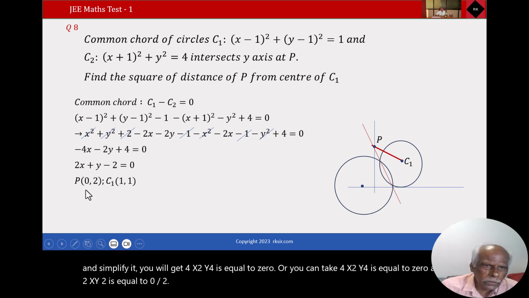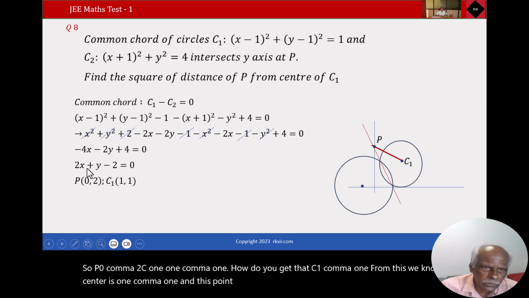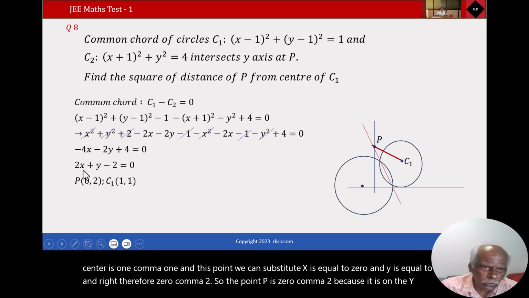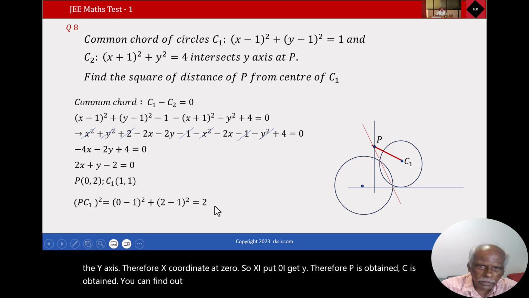So P is (0, 2), C1 is (1, 1). How do you get that C1 is (1, 1)? From this we know the center is (1, 1). And in this equation you can substitute x is equal to 0, and y is equal to 2. Right, therefore (0, 2). So the point P is (0, 2), because it is on the y axis, therefore the x coordinate is 0. So I put x as 0, I get y. Therefore P is obtained, C1 is obtained, you can find out now. Right? The answer is 2.